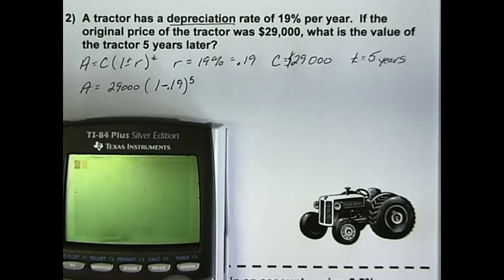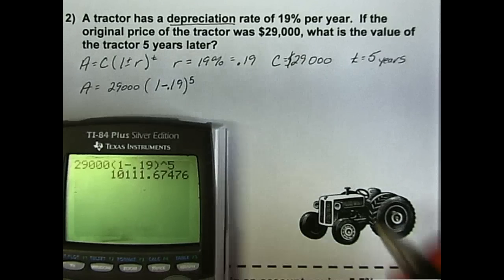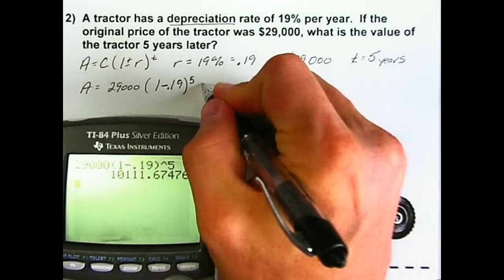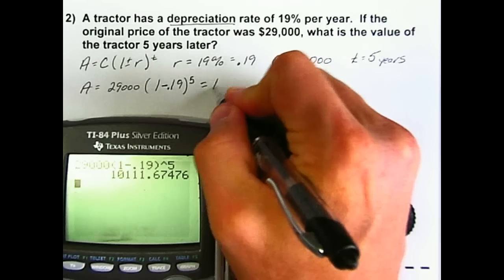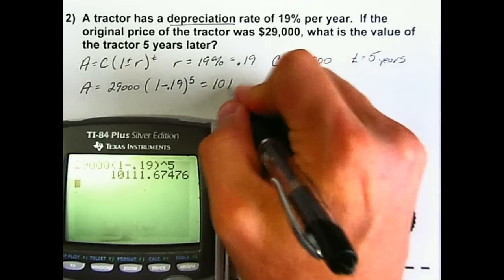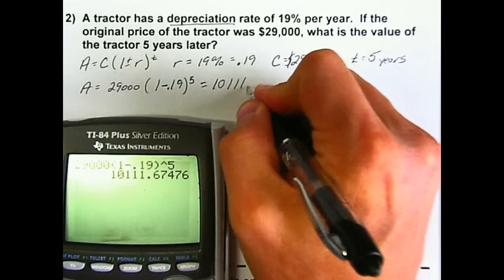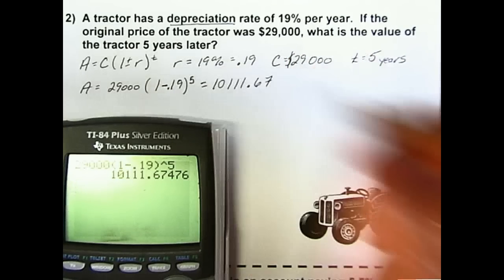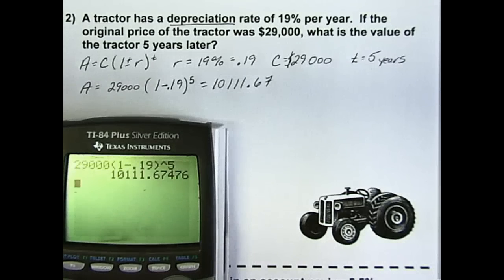So 29,000 times 1 minus 0.19 all to the exponent of 5 equals, and that all gives us a grand total of $10,111.67. I'm going to round to the nearest cent there.